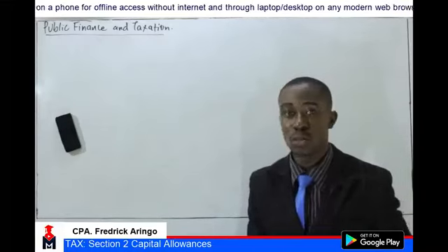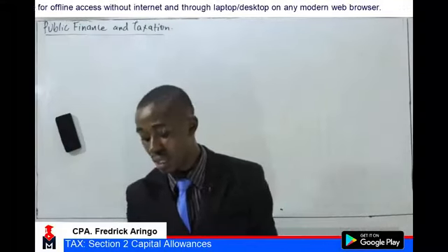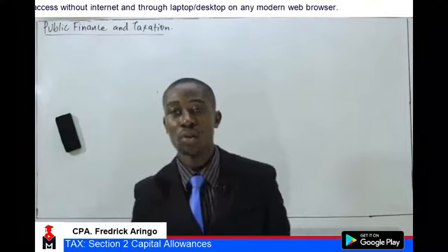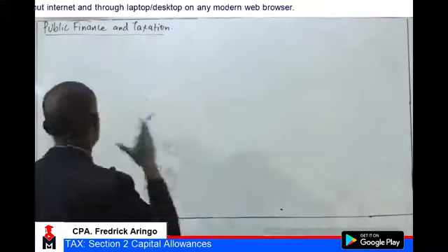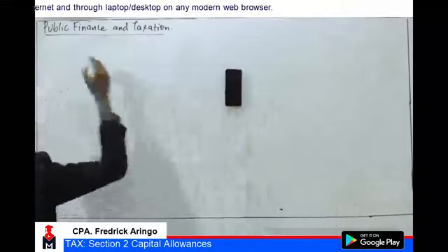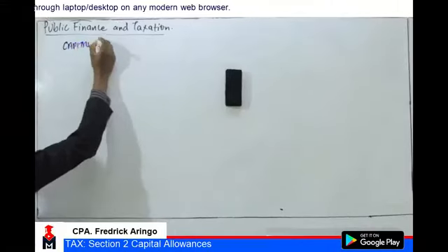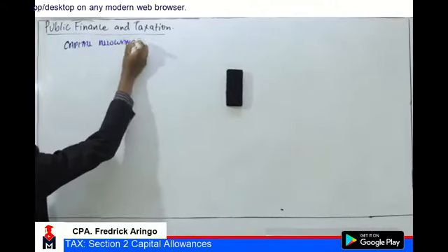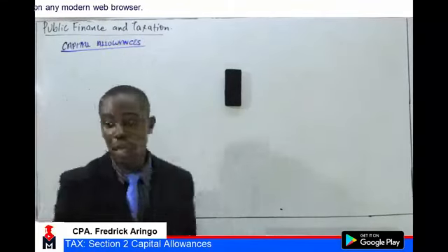Because a lot of you requested that we continue the class today, we decided to set it up and continue. Remember, we are looking at capital allowances. That was our main topic yesterday. We mentioned several elements under capital allowances, which included types of capital allowances.